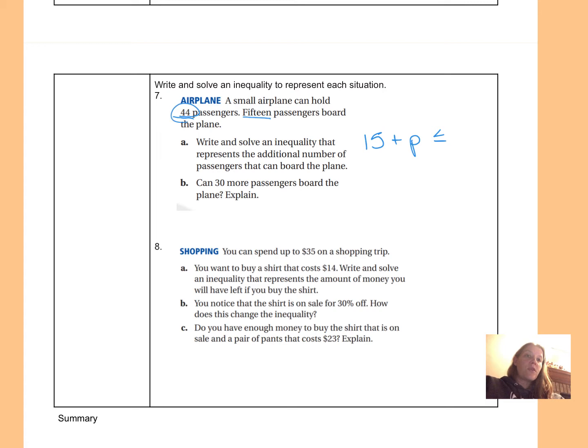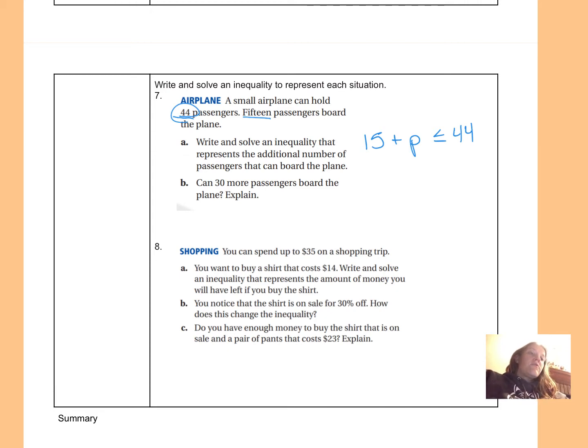hold 44. So it can hold 44 people, or it can hold 43, 42, 41, but it cannot hold 45, 46, 47. So it has to be less than, but it could also be equal to 44. 44 would be like a full plane. Any less than that, there could be empty seats.